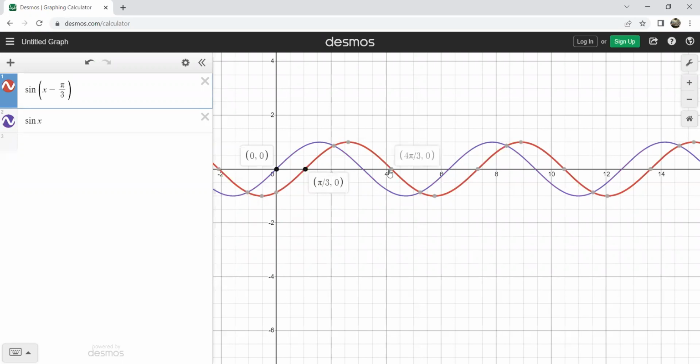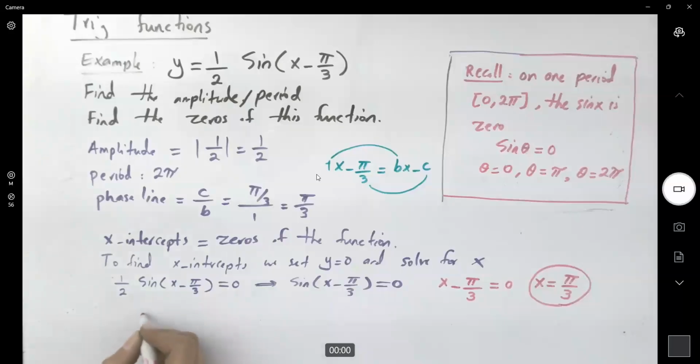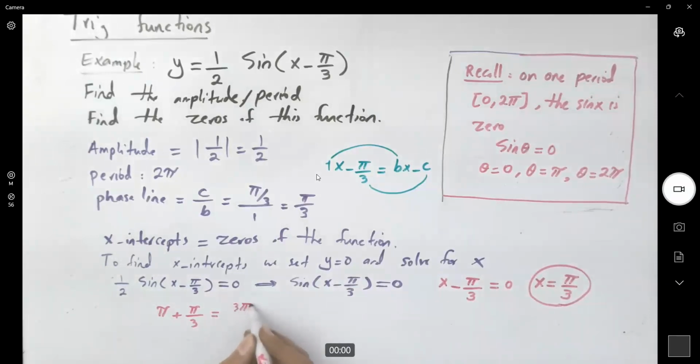So what is the next x-intercept? The next x-intercept is going to be, here you have pi plus pi over 3. So your next is pi plus pi over 3. If you take the common denominator between these two, you get 3 pi over 3 plus pi over 3, which is 4 pi over 3. Then what's next?